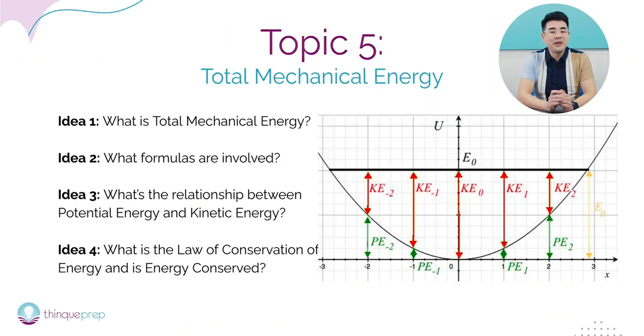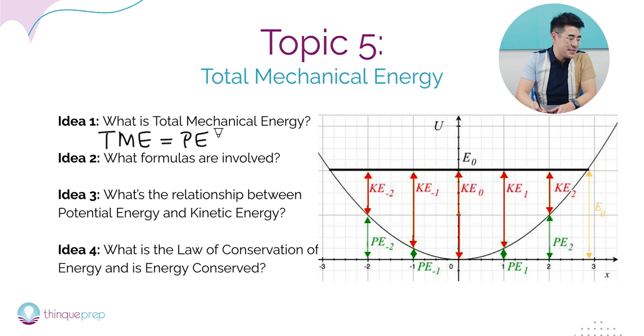Okay. Topic number 5, we have total mechanical energy. So for those of you who've taken physics, you might understand what this is, but for those of you who haven't, here's my explanation. Total mechanical energy is the sum of potential energy and kinetic energy. So we can write TME is equal to PE plus KE. And if you look at the graph, right, the green part and the red part always add up to the black part. So this is showing you the idea that this E is just the sum of these two.